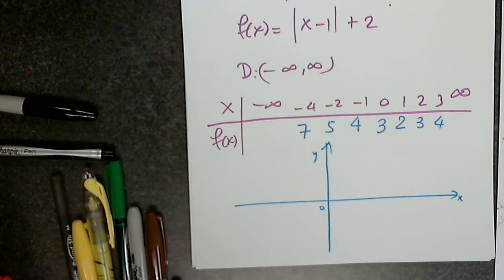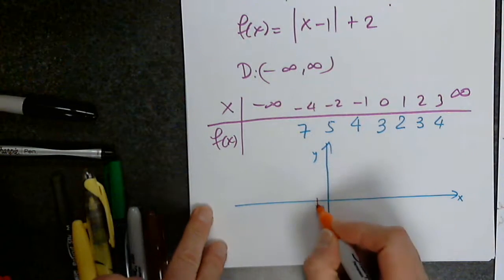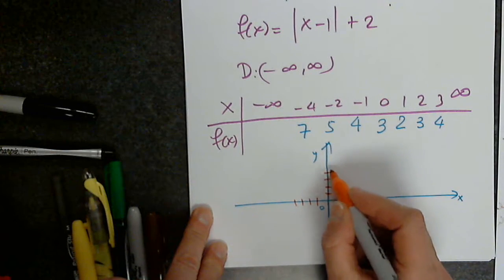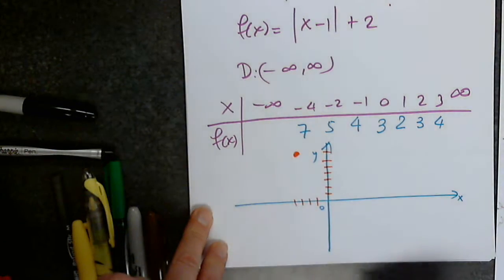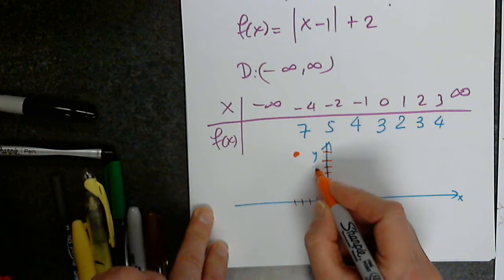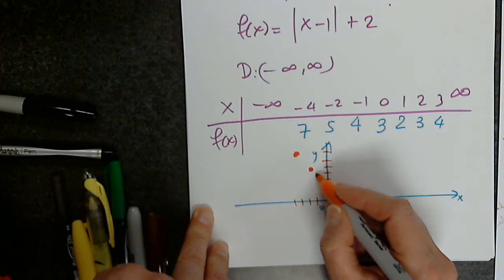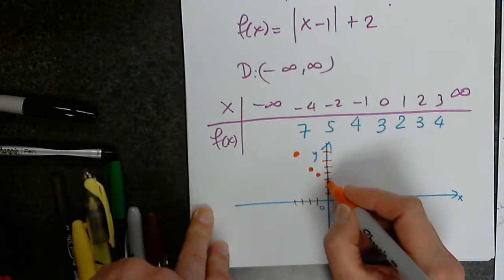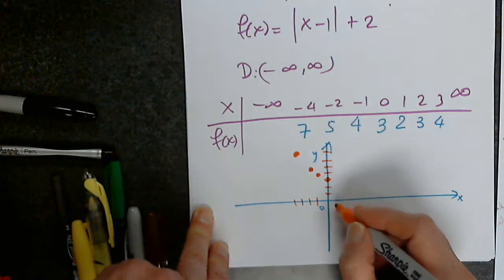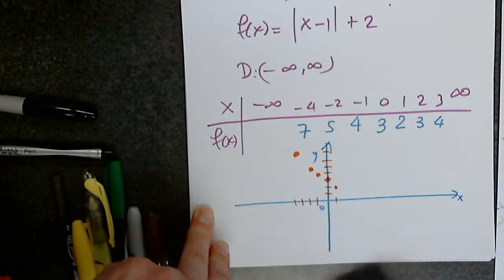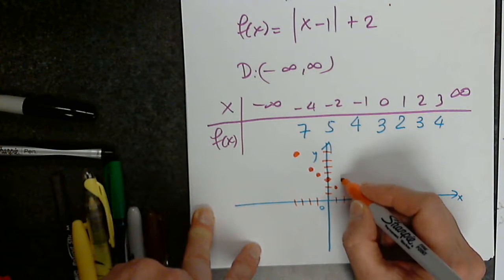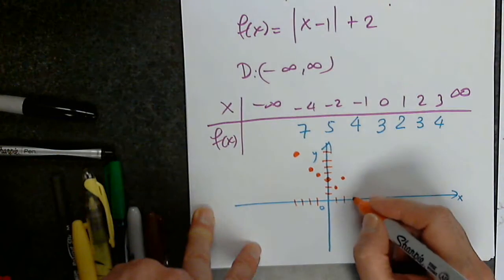For this, do we have to do the points, or can we do the shift? If you know how, you can, but we haven't talked about up and down shift, though. Okay. So the points: -4, 7. -2, 5. -1, 4. 0, 3. 1, 2. 2, 3. 3, 4.